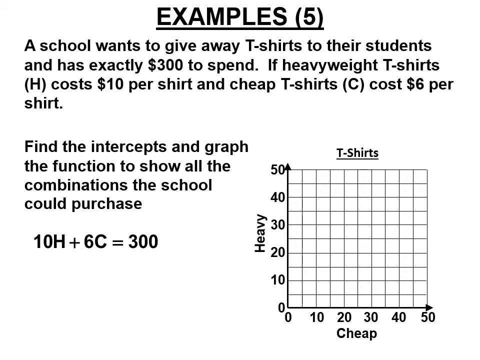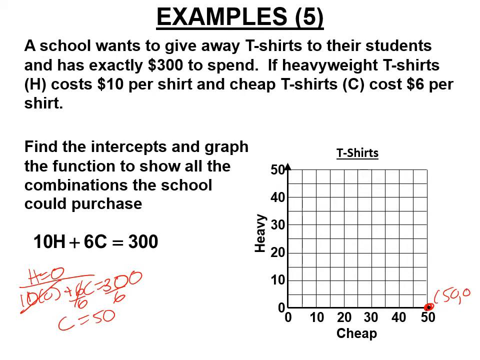All right, so now we're going to graph that. How would you graph that? Well, it's in standard form. So let's graph when H equals 0. H is on the y-axis here, but H equals 0, so 10 times 0 cancels out, plus 6C equals 300. So when H equals 0, we divide both sides by 6. C equals 50. So when H equals 0, C equals 50. I did the x-intercept first, which I shouldn't have, because I'm always doing the y first.